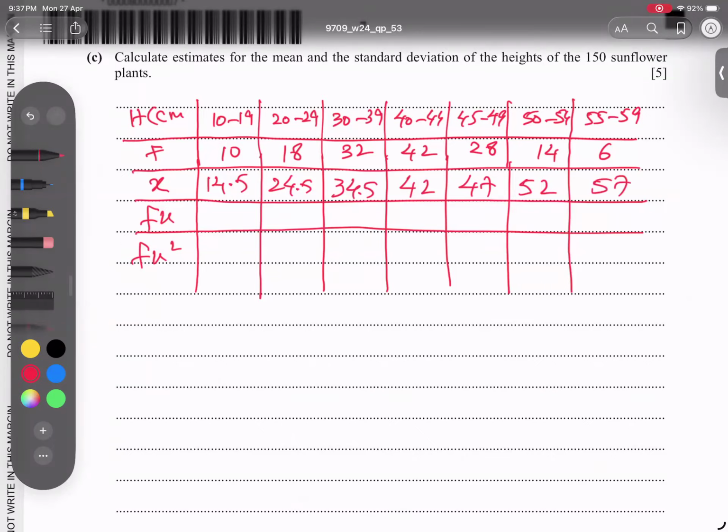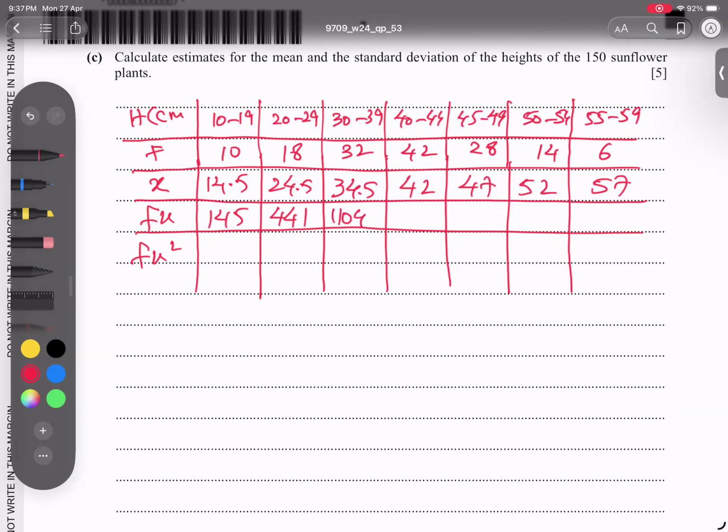Now students, fx means multiply them. So if we multiply, we get here 145. And 80 times 24.5 we're getting 441. And the next number is coming 1104.